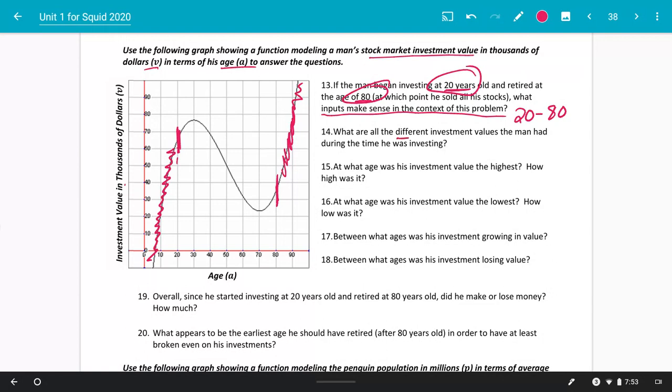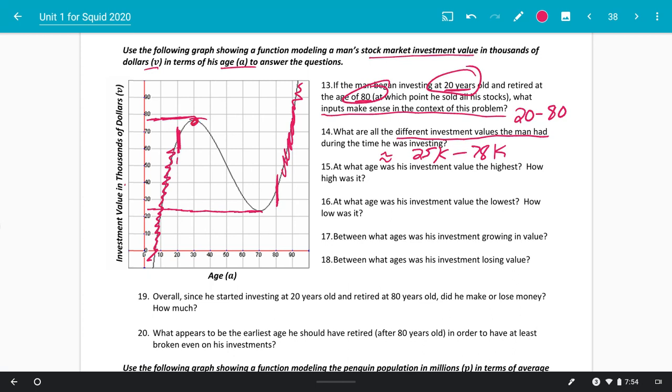What are the different investment values the man had during that time? Well, here's our lowest value, which I'd say was about 25K or 25,000. And then here's our highest value, which looks to be about, we'll say 78,000. As long as you're close, and remember we can use the squiggly equal sign to represent approximate. Number 15, at what age was his investment the highest value?